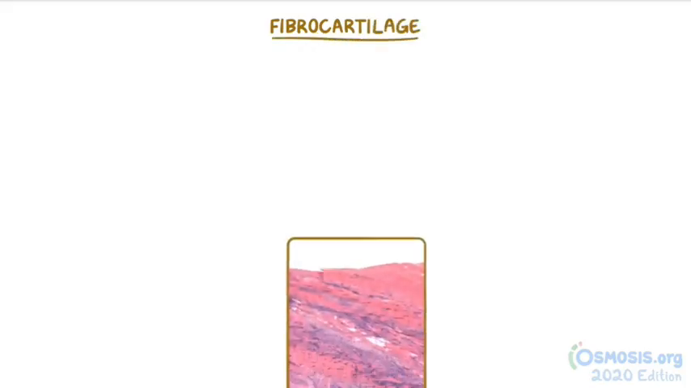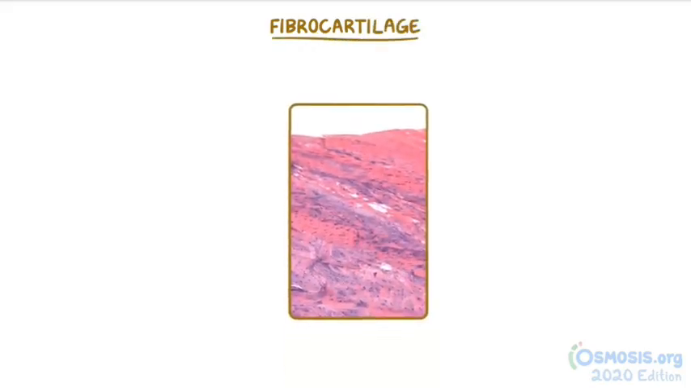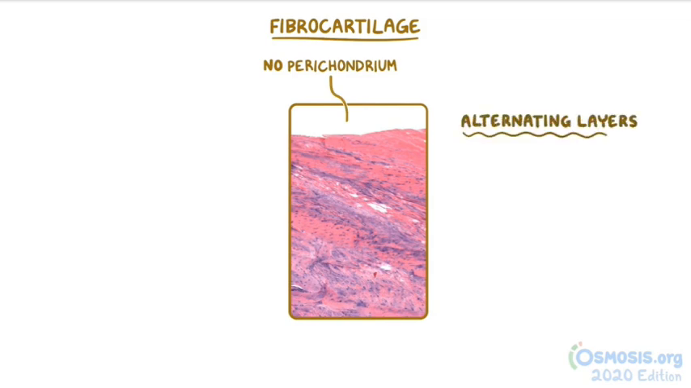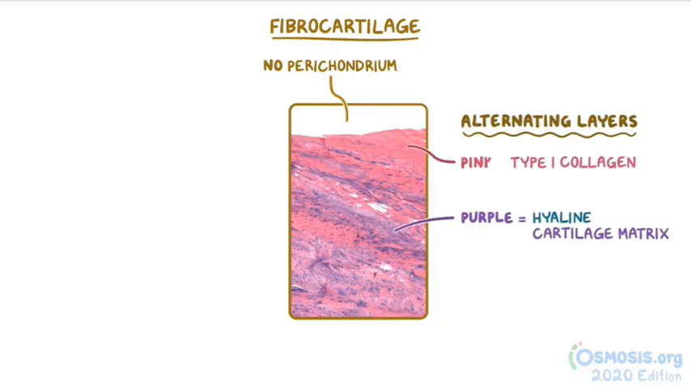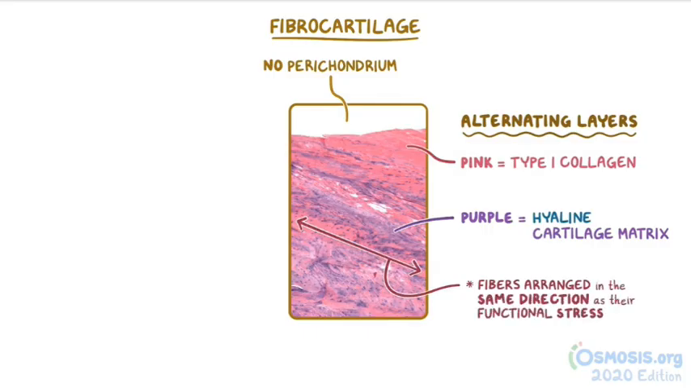The last type of cartilage is fibrocartilage, which has a mixture of features from hyaline cartilage and dense connective tissue. And similar to articular hyaline cartilage, this type of cartilage doesn't have a perichondrium. The general structure of fibrocartilage can be seen even at low magnification, with alternating layers of purple hyaline cartilage matrix and thick layers of dense connective tissue that have type I collagen that stains pink. The fibers are arranged in the same direction as their functional stress to maximize their strength and resist deforming.